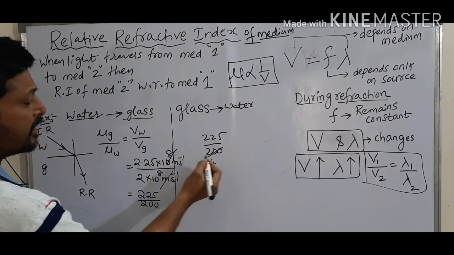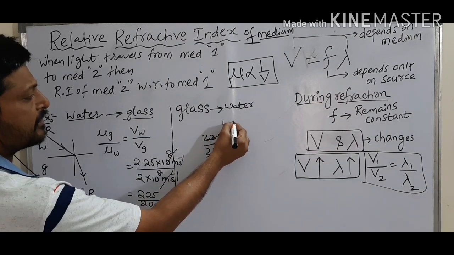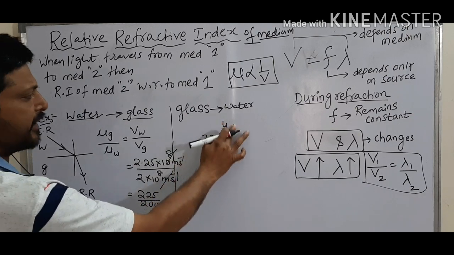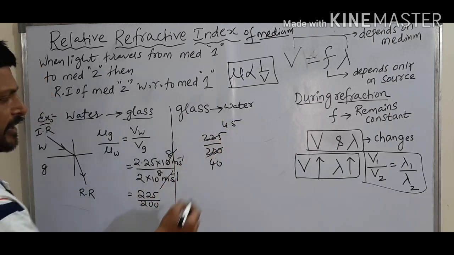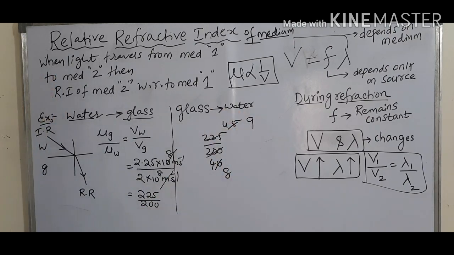If you calculate 225 by 200, dividing by 5, then by 5 again, then by 5 again, we get 9 by 8. So the ratio of 225 by 200 is equal to 9 by 8.